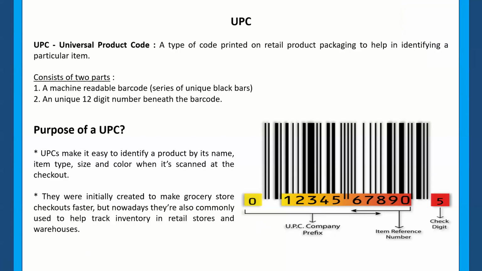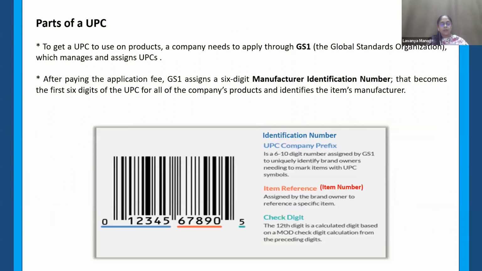Yes. Oh, fine. So these are the parts of the UPC. Here you can see from 0 to 5, the first 6 digits represent the company prefix. And the next 5 digits represent the item number, that is the product number. And the last digit, the 12th digit, represents the check digit.